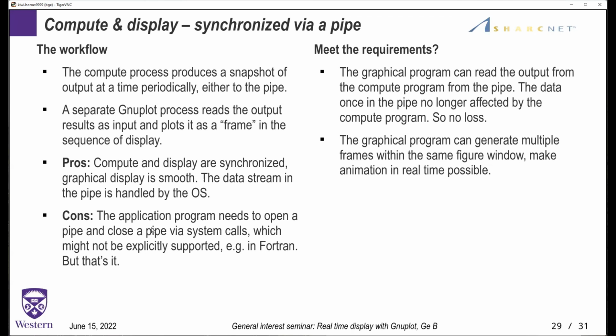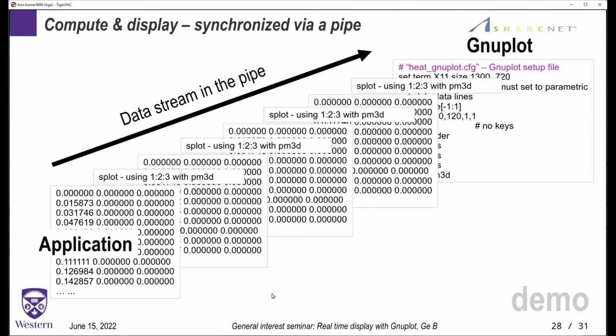The cons: the application program needs to open the pipe and close the pipe through a system call, which might not be explicitly supported, for example, in Fortran. But that's the only thing you need to do. Okay, so again, in my view, this is the best approach.